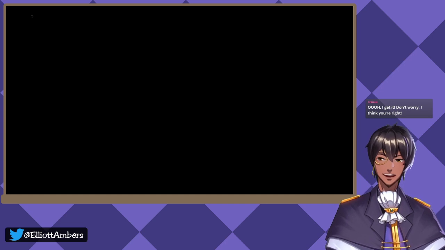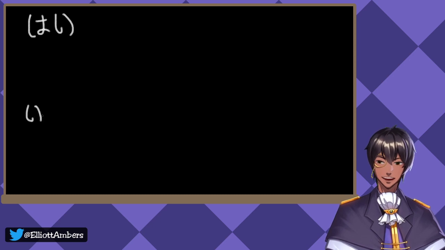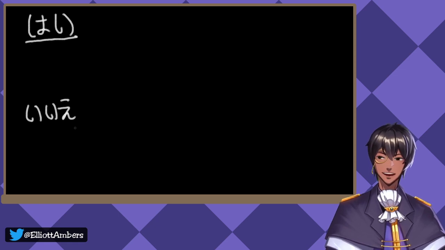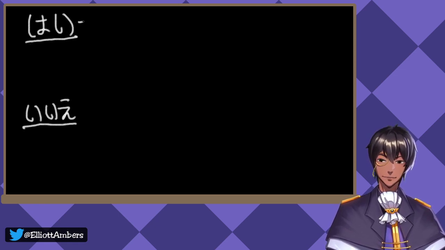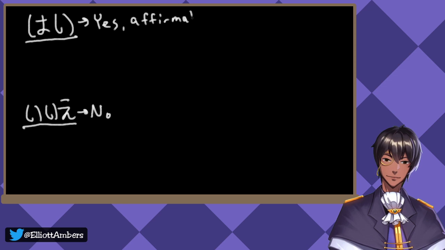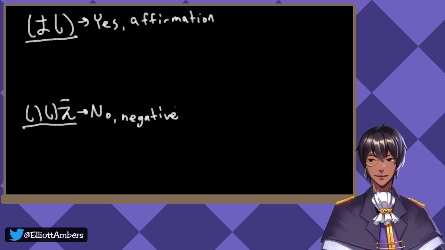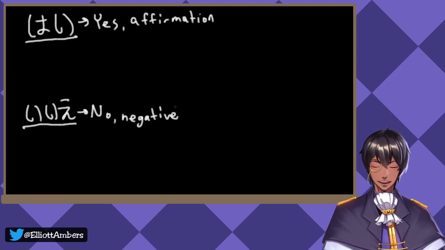We know that there is hai, and we know that there is iie, and typically the most common usage of these two terms is yes and no, or an affirmation, or a negation. So we're saying that it isn't correct. So, for example, iie.